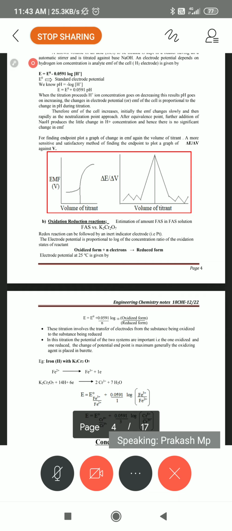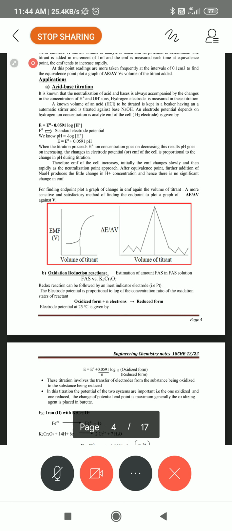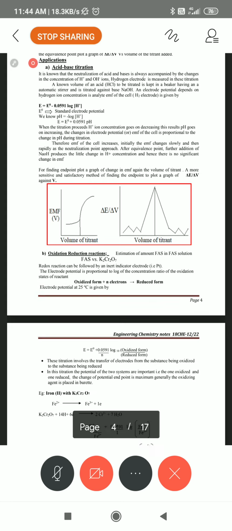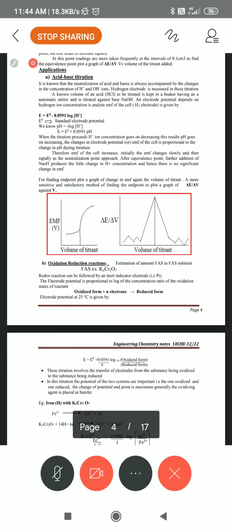Just as we took HCl the first time, here you take FAS: ferrous ammonium sulfate, ferrous sulfate, ammonium sulfate, 6H2O. It is also called Mohr's salt because it was discovered by Mohr. It is a double salt of ammonium sulfate and ferrous sulfate. Along with this, for the crystals, we add 6 molecules of H2O, and then it becomes crystalline. We call it ferrous ammonium sulfate, shortly FAS.